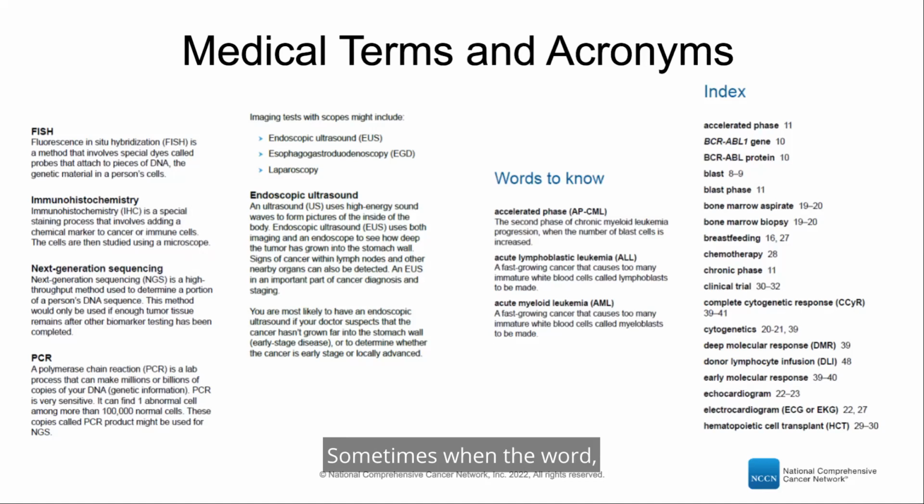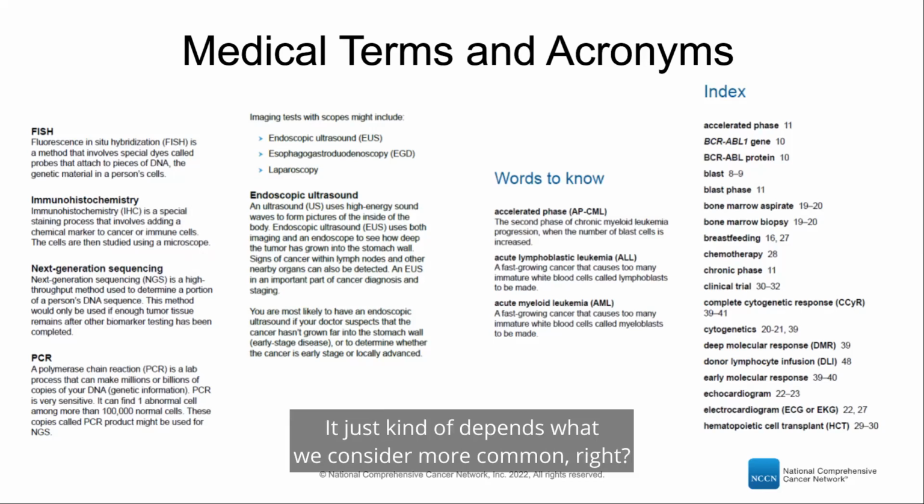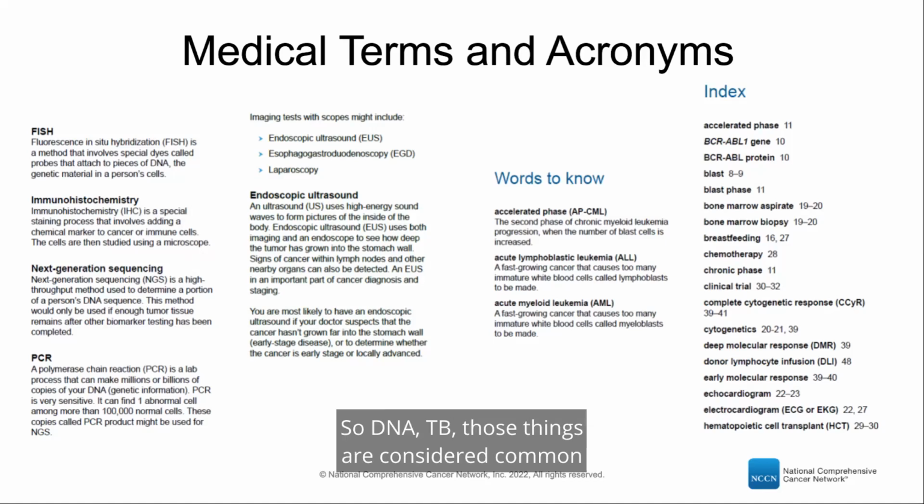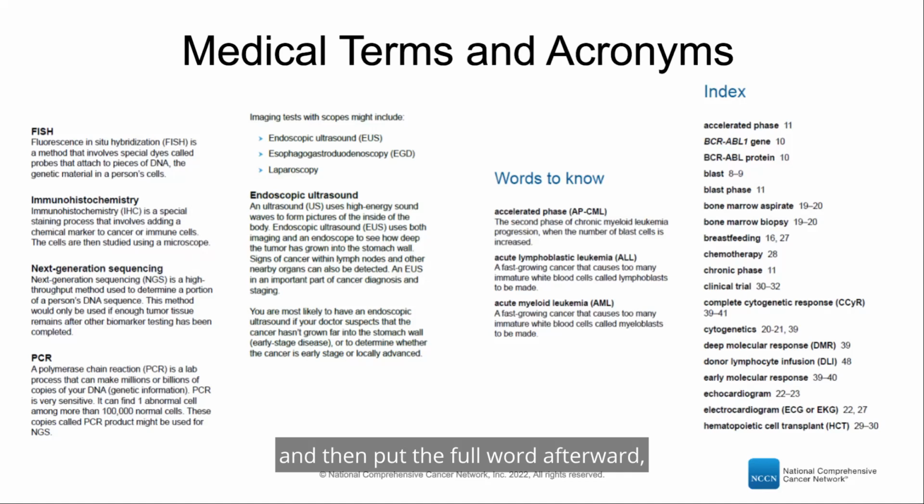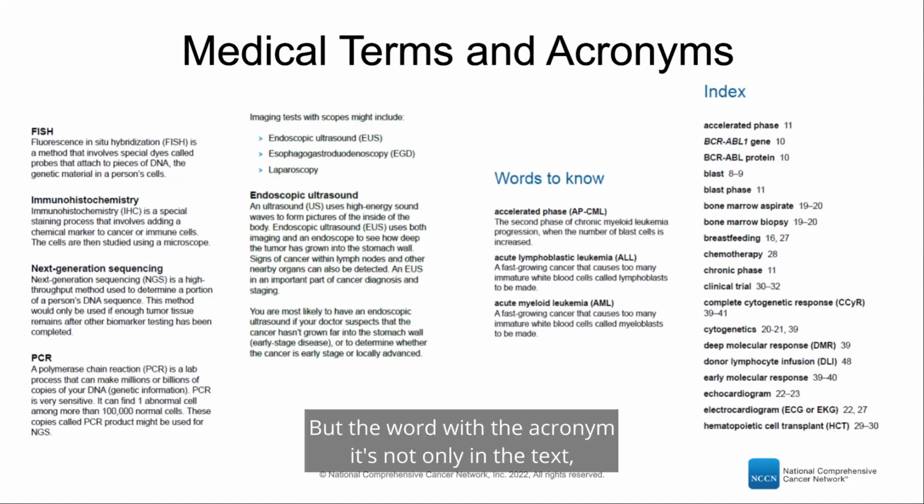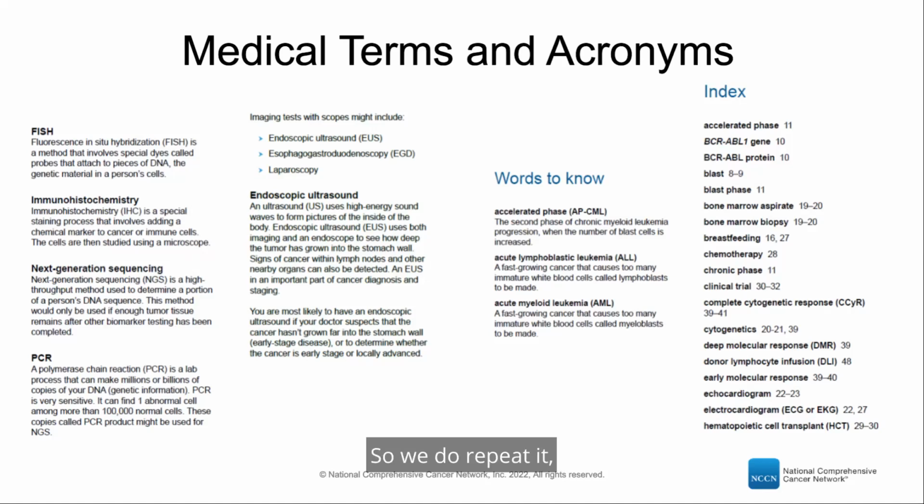Sometimes when the word is too long, we might use the acronym in the heading. It depends on what we consider more common. So DNA, TB, those are considered common, so we would use those acronyms and then put the full word afterward, or rearrange it somehow. You can see a few examples here. The word with the acronym is not only in the text, but also in our glossary, which is called Words to Know, and in the index. So we do repeat it.